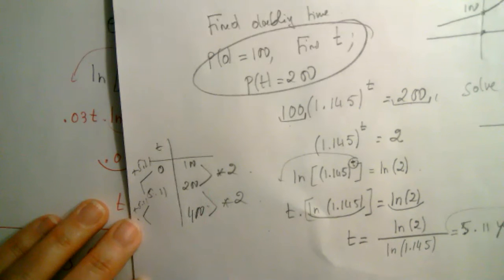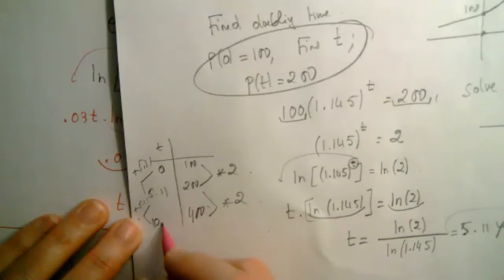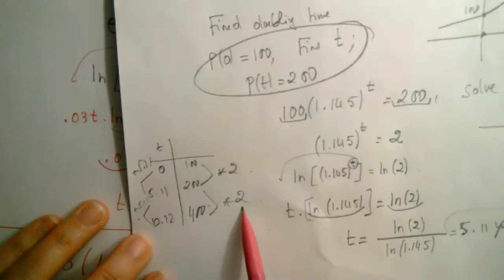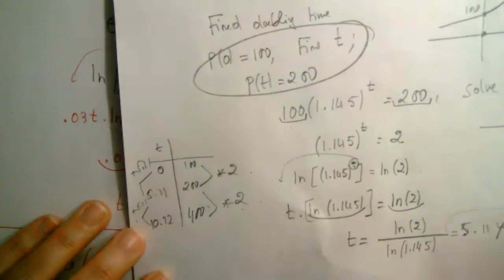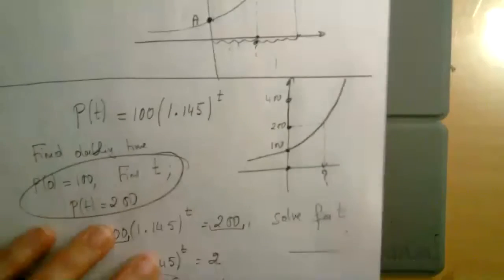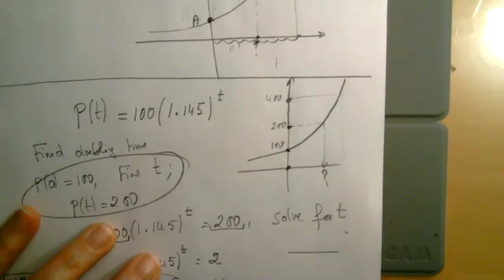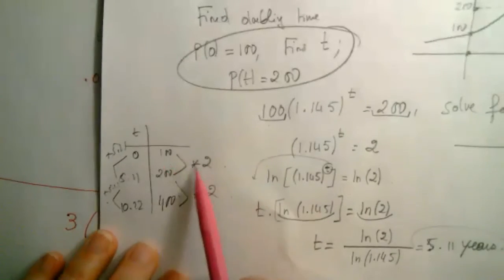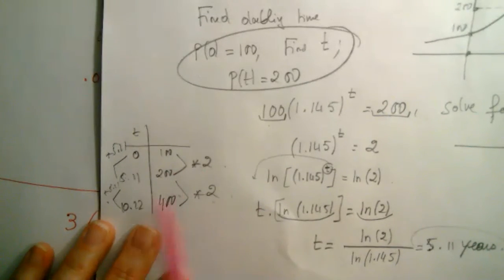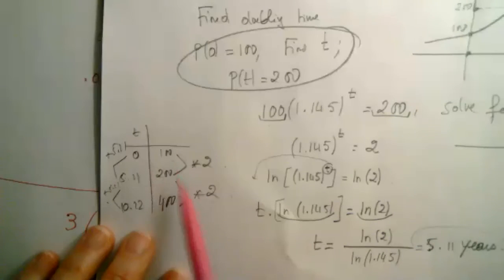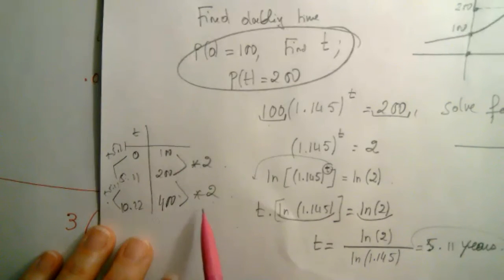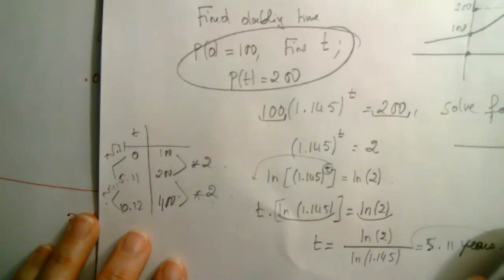That's the exponential growth. So if we add the same amount, it's going to give me 10.22. It's going to be multiplied by 2. So it's going to take the exact same amount of time to grow from 200 to 400, because that's exponential growth. If you add the same amount of time, the output will be multiplied by the same factor. That's the property of exponential growth. Okay. Very good.